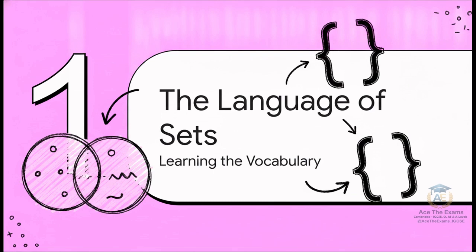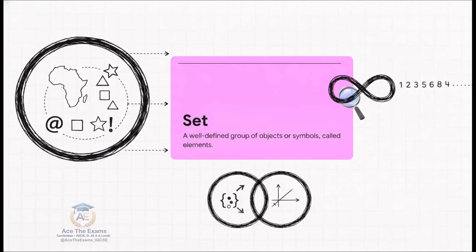We absolutely cannot write a top-tier answer if we don't know the words, right? So let's start with the absolute foundation. If you want to think like the game designer who wrote your exam, you need to speak their language. What actually is a set? Well, in mathematics, a set is a well-defined group of objects or symbols. And we call those individual objects or symbols the elements of the set. It's simply an organized collection.